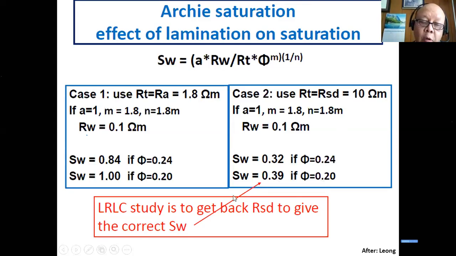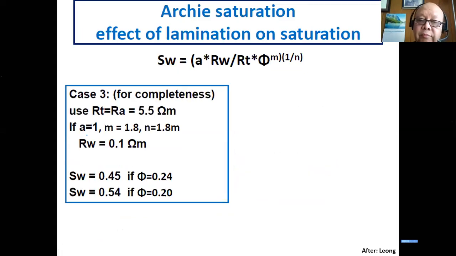So the whole purpose of the low resistivity, low contrast study, or the evaluation of thin beds, is to get back the R sand, to get the true, or as close to true, value of the water saturation. Just for completeness' sake, if we take the average of the 10 ohm and the 1 ohm, we come up with 5.5 ohm, and when we compute the saturation, we get about 45% for 24% porosity, and 54% for 20% porosity.